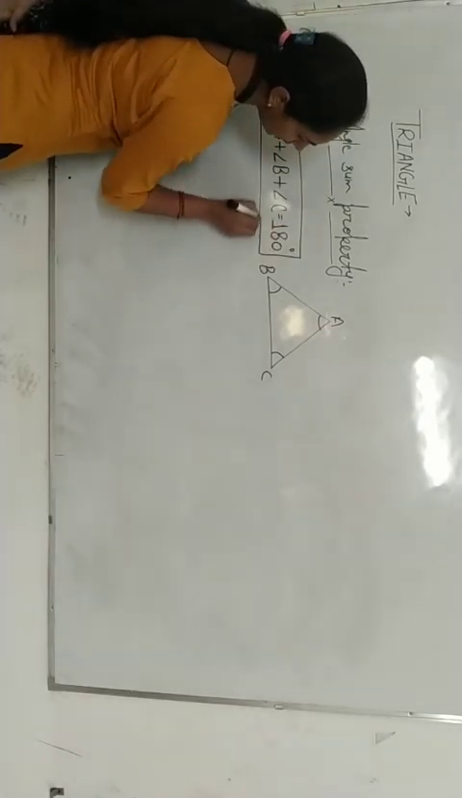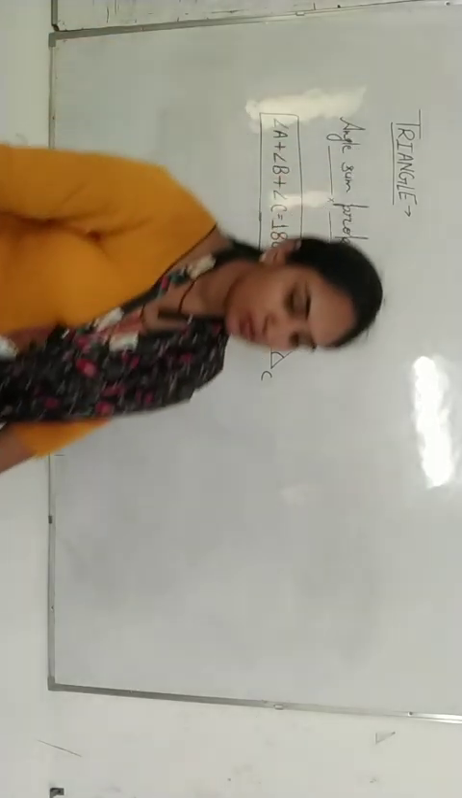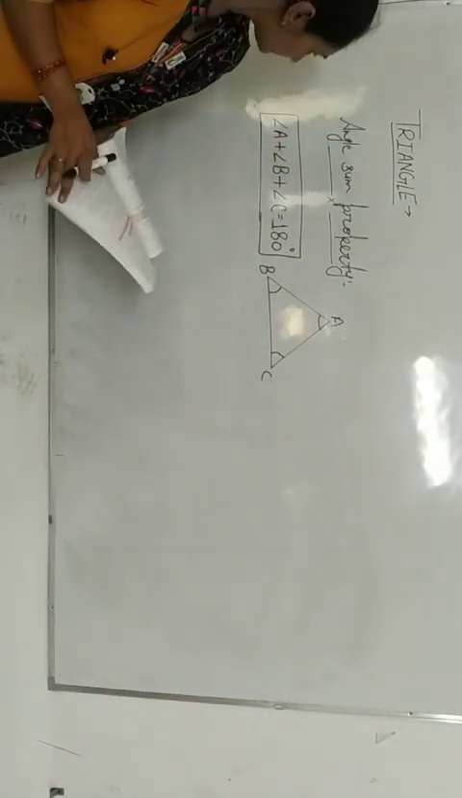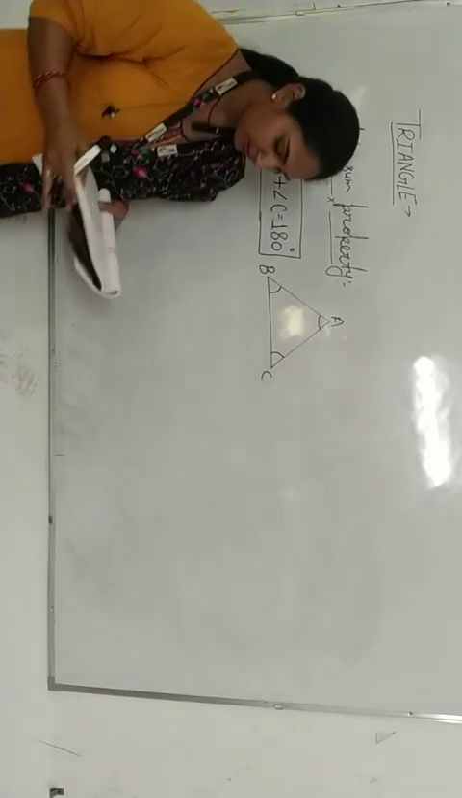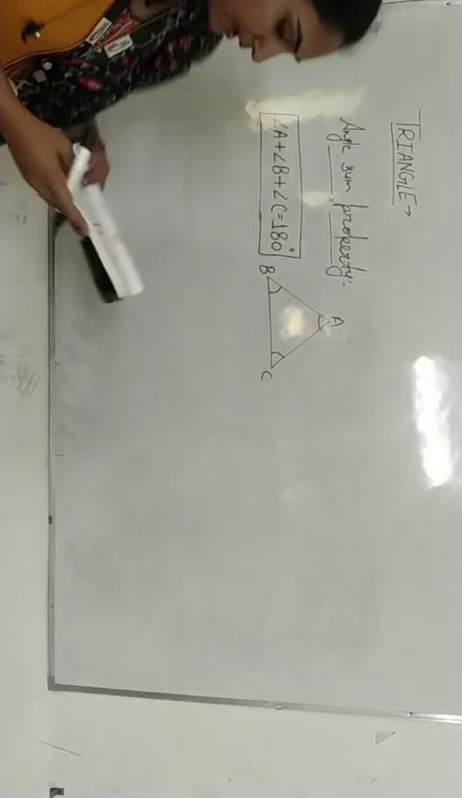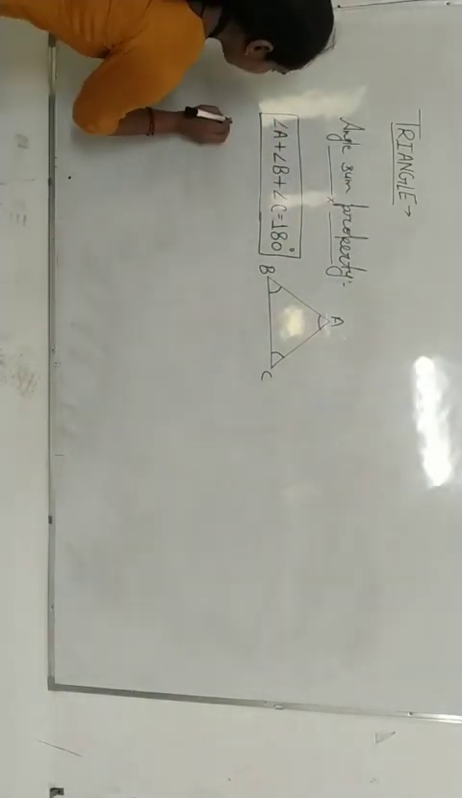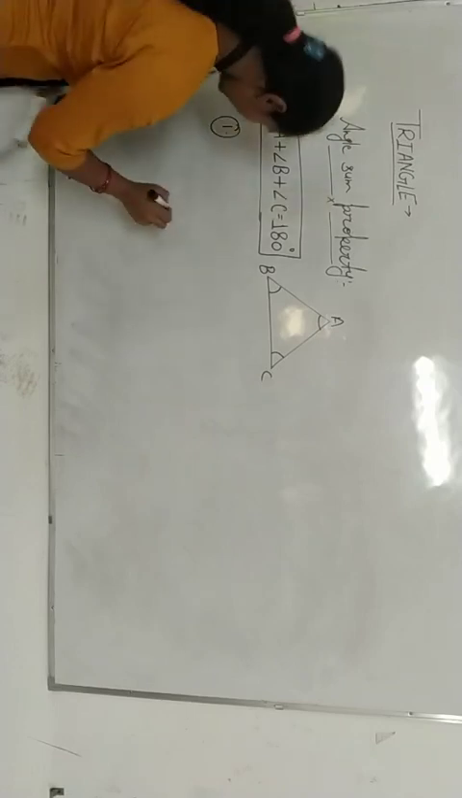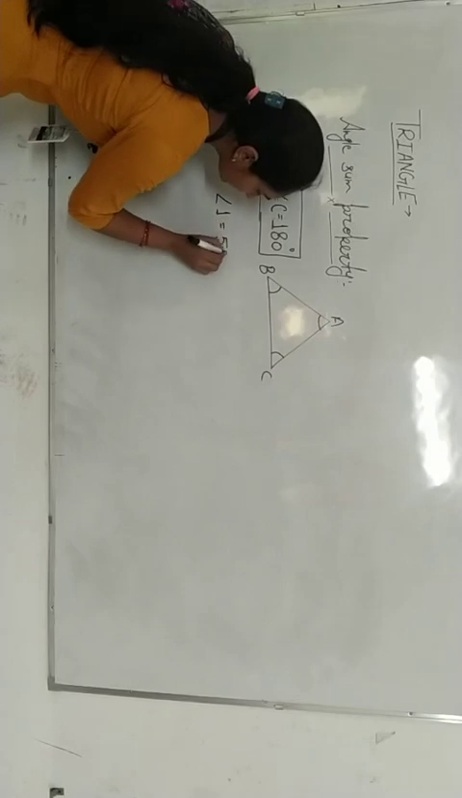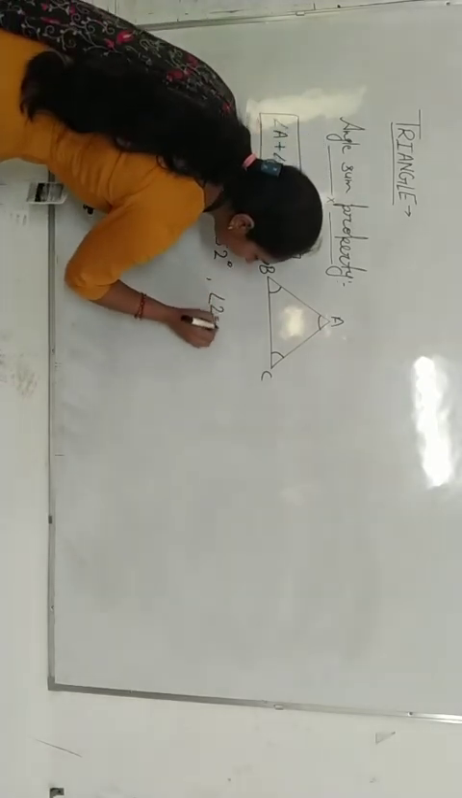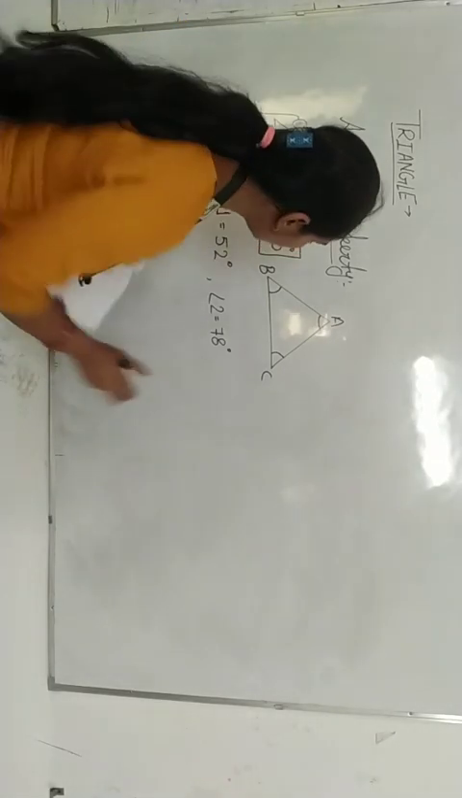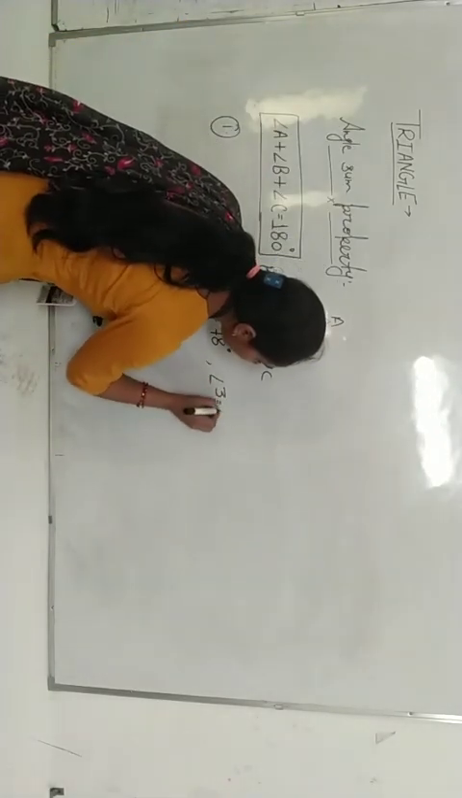Now we will do one or two questions which are based on this angle sum property. Question number 1 is, if the measures of two angles of a triangle are 52 and 78 degrees, find the measure of the third angle. You have to find out the measure of the third angle.